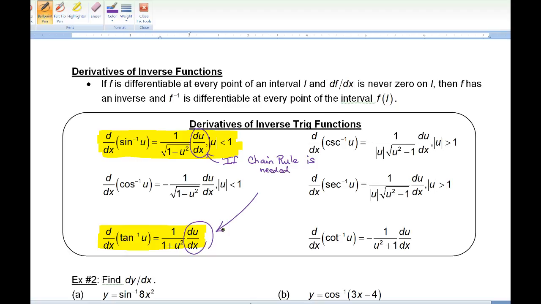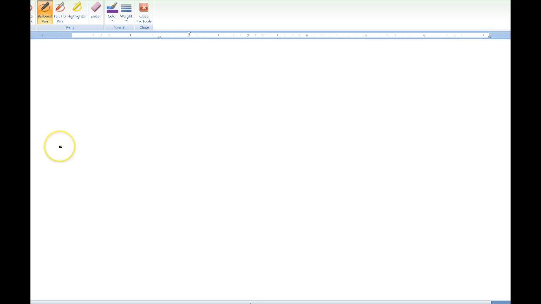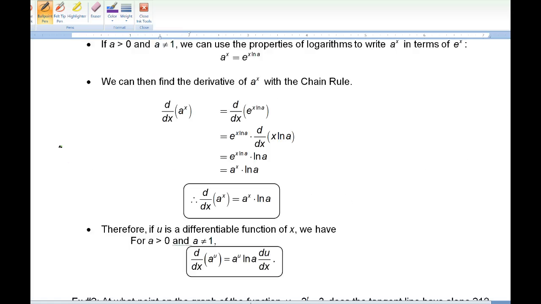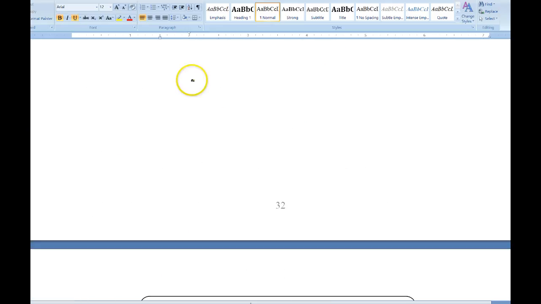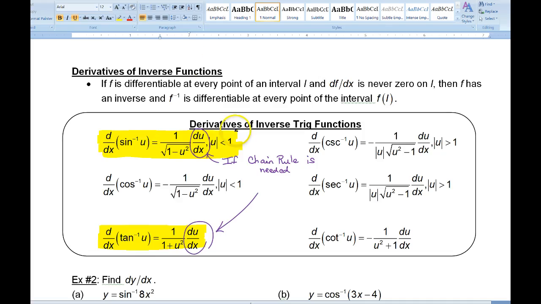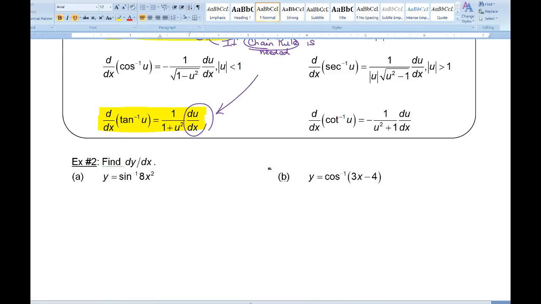So for the rest of this chapter, chain rule will be needed on all of them. You'll see here, a to the u, ln of a, du dx. So even future formulas that we learn will all have that du dx at the end. The only reason we need it is chain rule. So if chain rule is needed, then you'll see du dx. But it will be, because of course you don't get something just straightforward. Why would I give you just sine inverse of x?